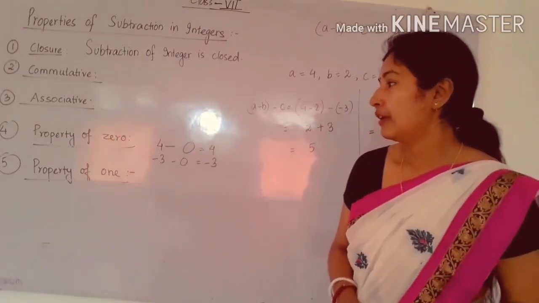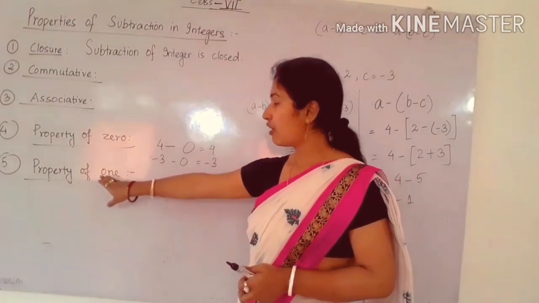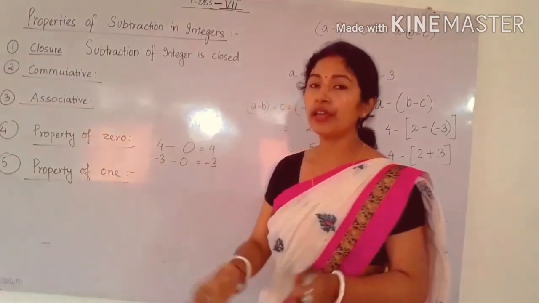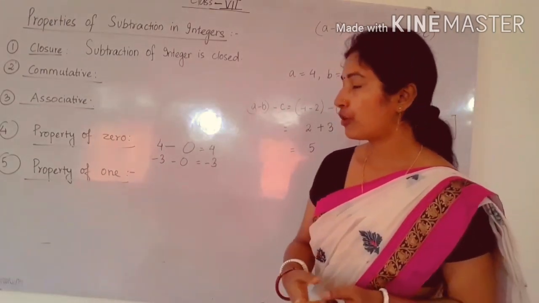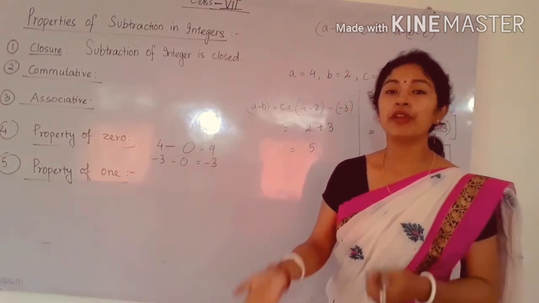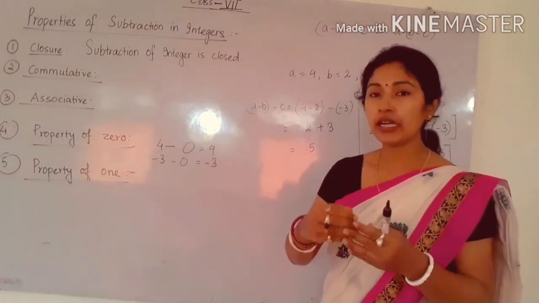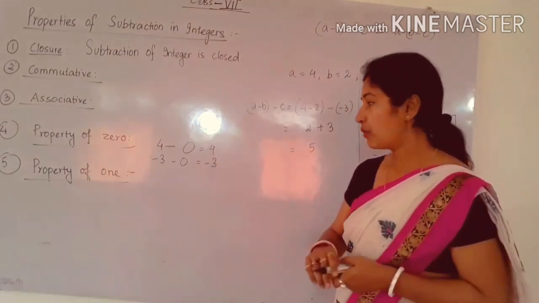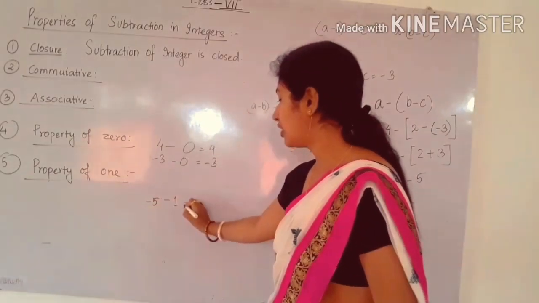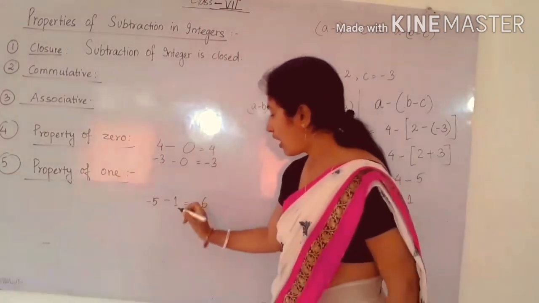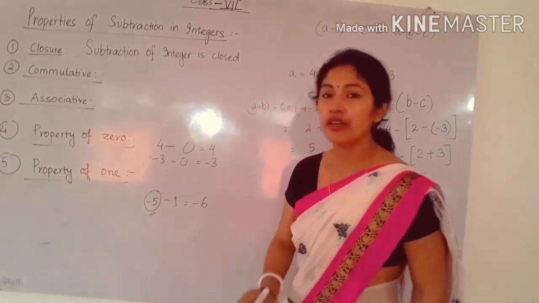Next, the fifth property is the property of 1. Property of 1 means you subtract 1 from a given integer. If an integer is given and you subtract 1 from it, then you will get the previous integer, that is called the predecessor. You know what a predecessor is: the number immediately before the given number. Suppose for example I am subtracting 1 from minus 5. What will you get? Minus 6. So I have subtracted 1 from which number? Minus 5. Minus 5 was the given number.